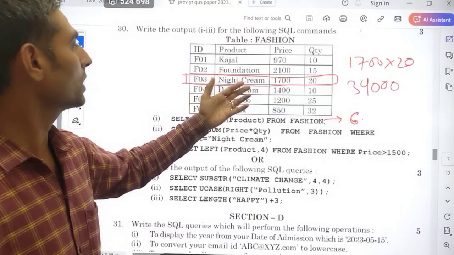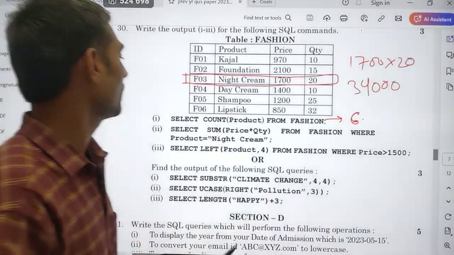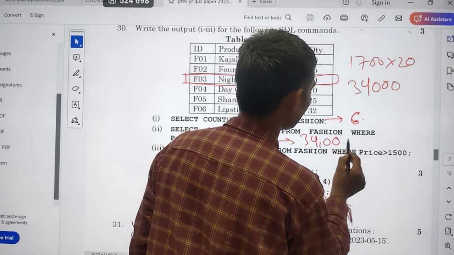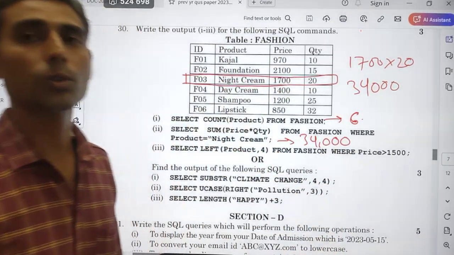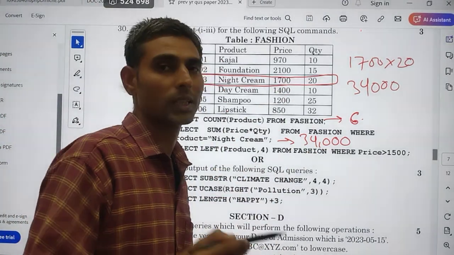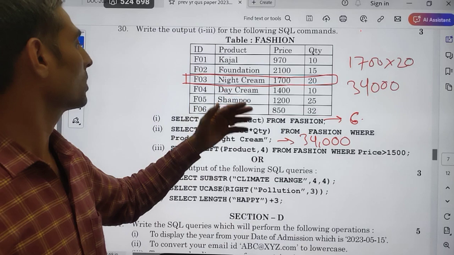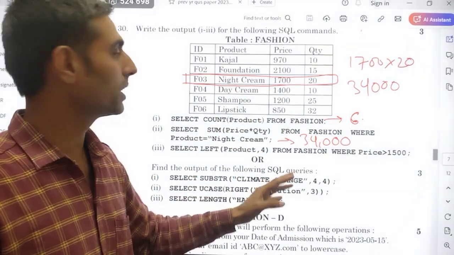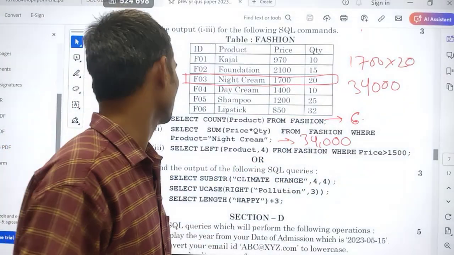And there is no other value for night cream, so it will simply write 34,000. If there were another row for night cream, it would add the values to 34,000. But currently we have no other row with the name night cream. So it will simply multiply price and quantity and give me output as 34,000.